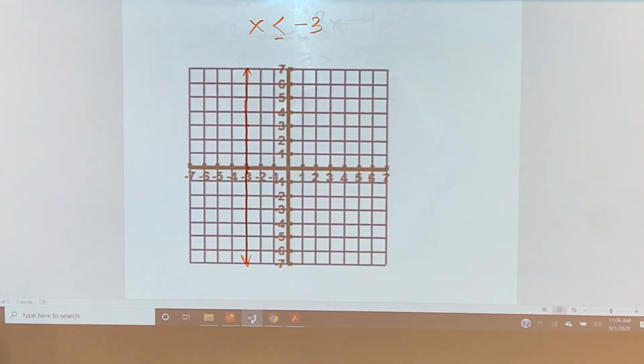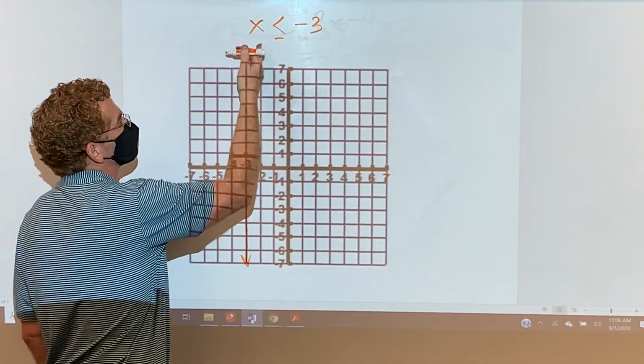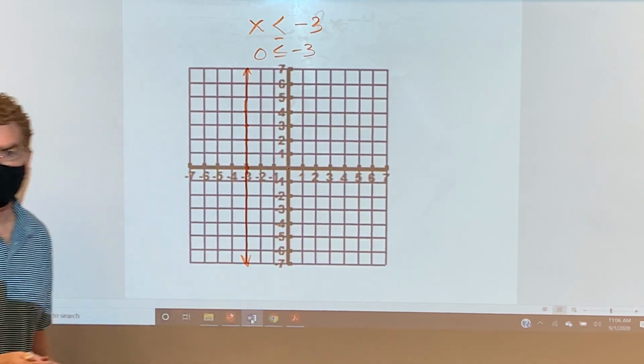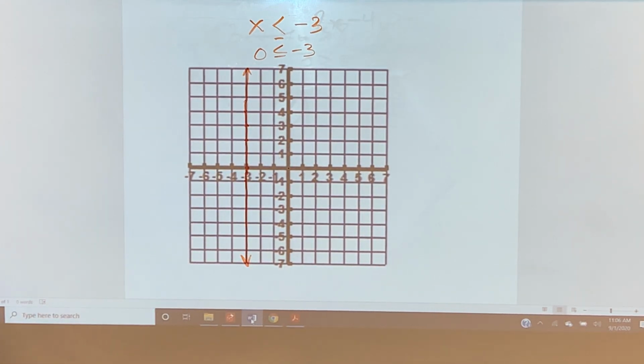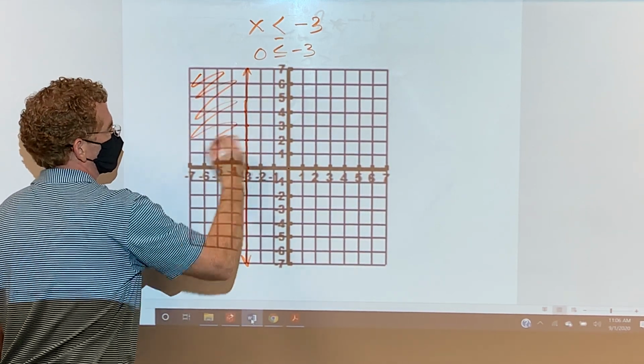And if I want to pick a point and plug it in, if I want to take the origin, (0, 0), there's no place for the y, but there is a place for the x. Is that a true statement? Is 0 smaller than -3? No. So since the origin did not make a true statement, I shade to the left.